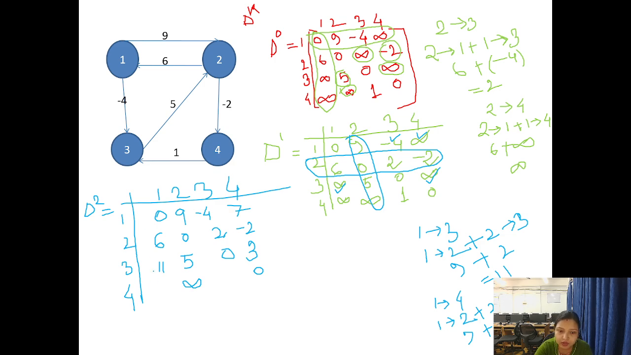Next is 4 to 1. So for 4 to 1, it will be 4 to 2, which is infinity, and 2 to 1. So infinity plus 6, and it was infinity only. So no change.